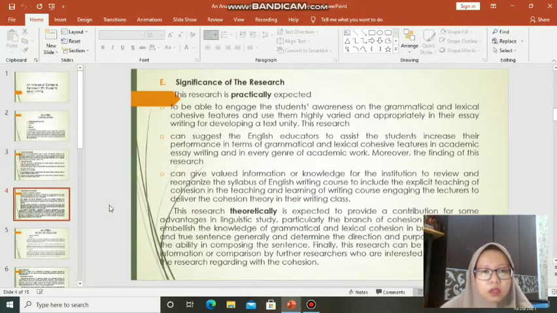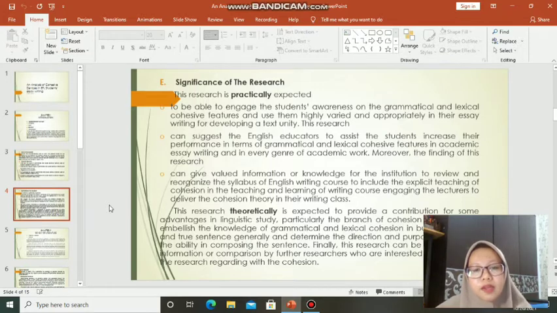Okay, next. This is the significance of the research. So this research is practically expected to engage the students' awareness of grammatical and lexical cohesive features and to use them in a highly varied and appropriate way in their essay writing for developing text unity. And also this research can suggest that English educators assist students in increasing their performance in terms of grammatical and also lexical cohesive features in academic essay writing and in every genre of academic work.